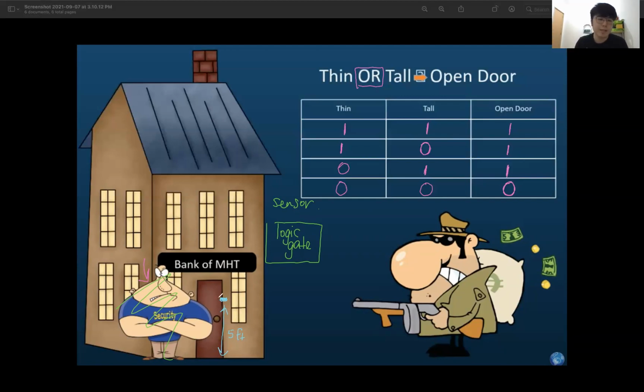Okay, so he put a sensor here. Whenever the customer passes through, if the customer is higher than 5 feet, then the sensor beeps and sends a current to the system. So you either get 1 or 0. You either get tall or short. That is the information that comes into the logic gate.